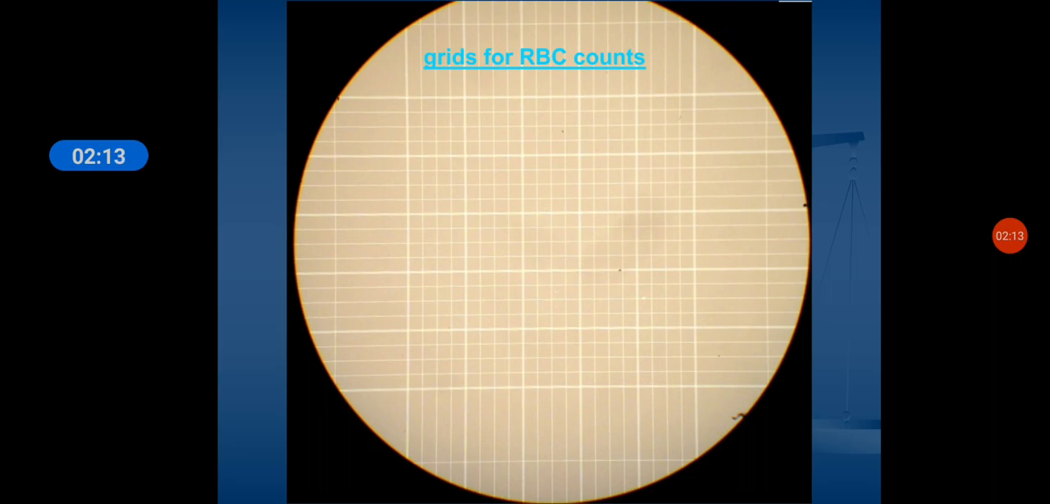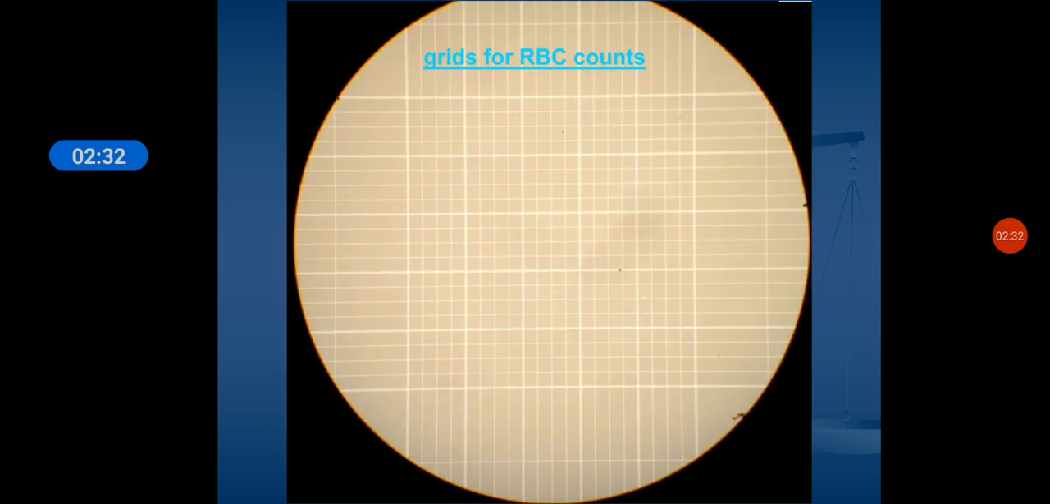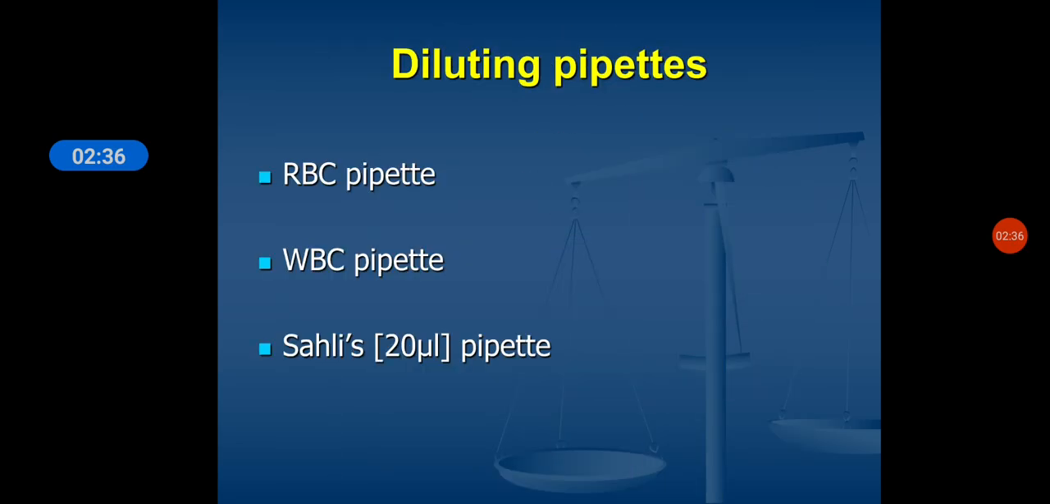You're supposed to count the RBCs present in this way, 1 millimeter by 1 millimeter. Suppose you take a small block on the extreme right-hand side, you count how many RBCs are present in that particular grid. Like that you keep counting. There are 2 types of pipettes.